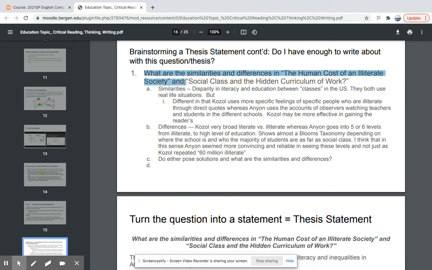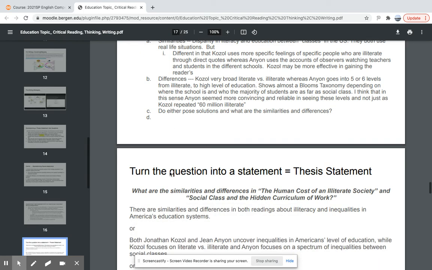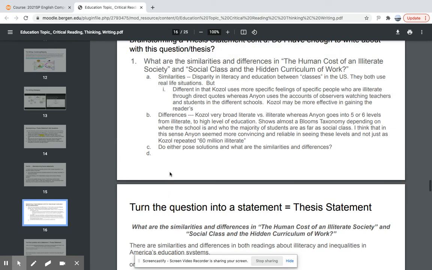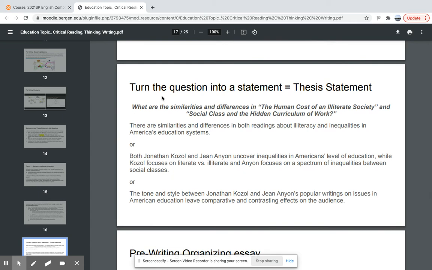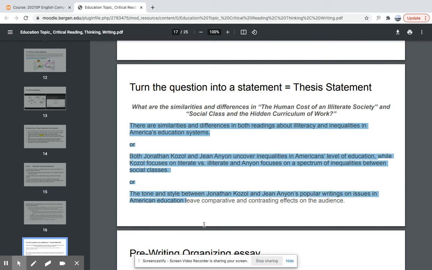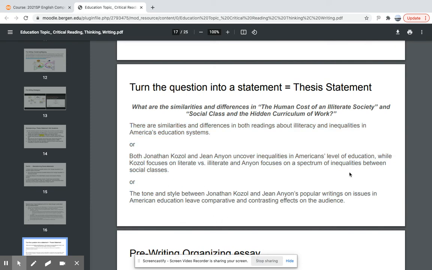So I had picked the one question and then I did a quick run through that was fresh in my mind, what the similarities and differences were. And then I said, you know what, I'm going to stick with that question. From there, the next step is to turn that question into a thesis statement, which you can have a few different versions of. And that thesis statement may change a little bit over time. So you may have one and then change it up a little bit before you hand in the paper.